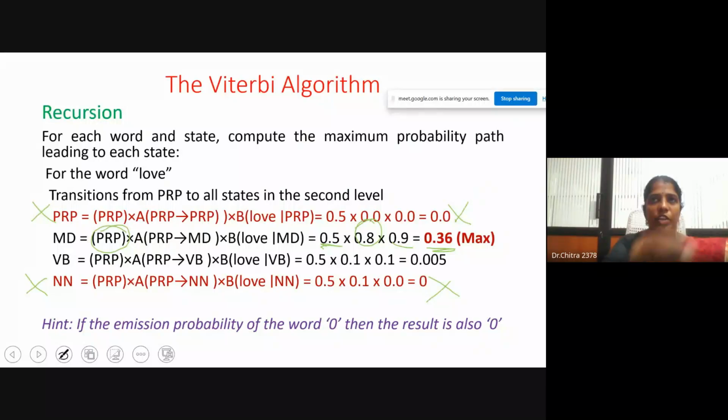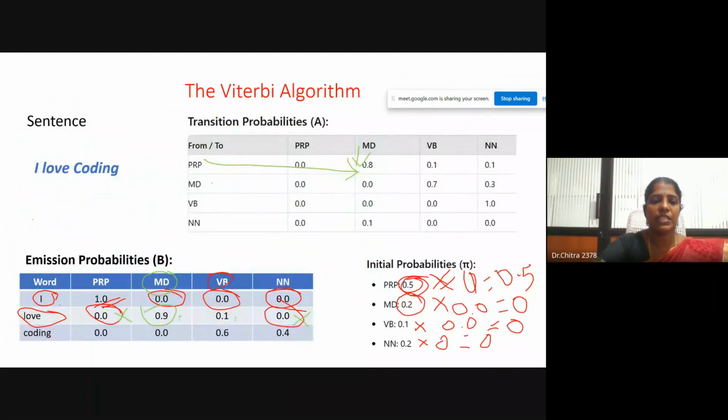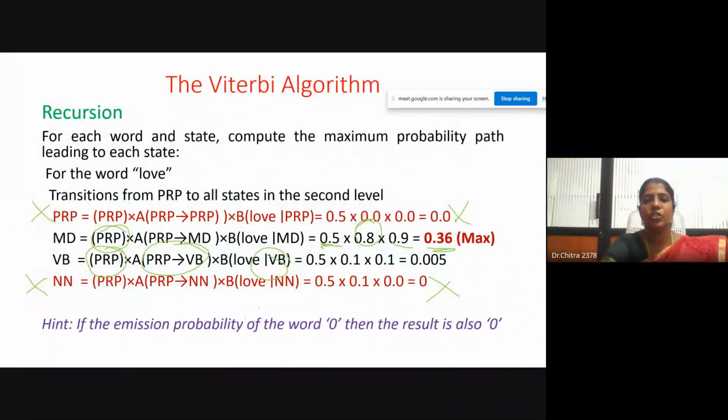Same manner, calculate for VB also. When you calculate for VB, you are calculating from PRP. So the initial probability of PRP is 0.5, constant here. Your transition is from PRP to VB. Go and check in the transition table as well as the emission table. In the transition table, PRP to VB, the value is 0.1. Take this 0.1 transition probability. For the emission probability, we are calculating for love, so find the VB probability here, which is 0.1. So 0.5 into 0.1 into 0.1. Here the value is 0.005.